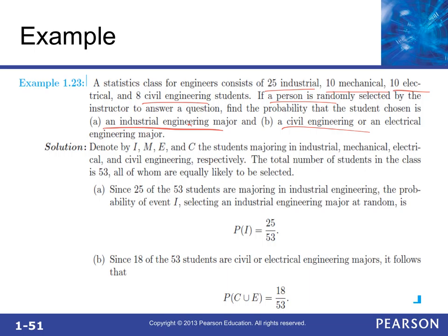So the total number of students in this case is 53. And the number of students in the industrial engineering department in this case is 25. So the probability that we select a student belonging to the industrial engineering department is 25 divided by 53.